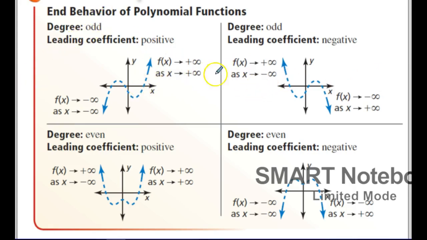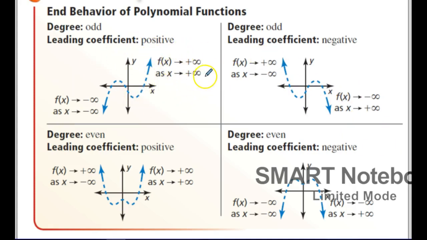So these top two are if my degree is odd. And remember, the degree is that highest exponent. So if my degree is odd, I know that one side will be up and one side will be down. So my leading coefficient, right, that number that's in front of that variable with the highest exponent, if that's positive, I will go towards the positive as I go positive. If it's negative, as I read from left to right, I will go negative. Okay, so that's what these are saying.